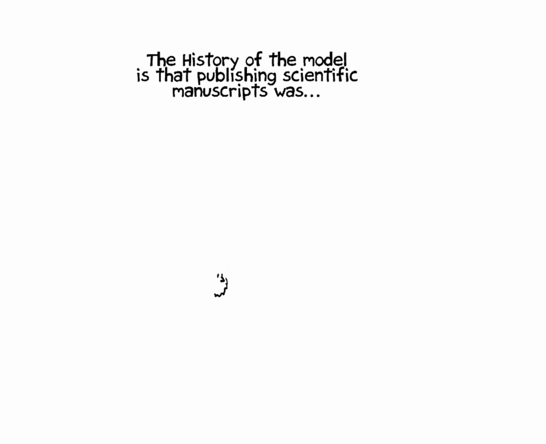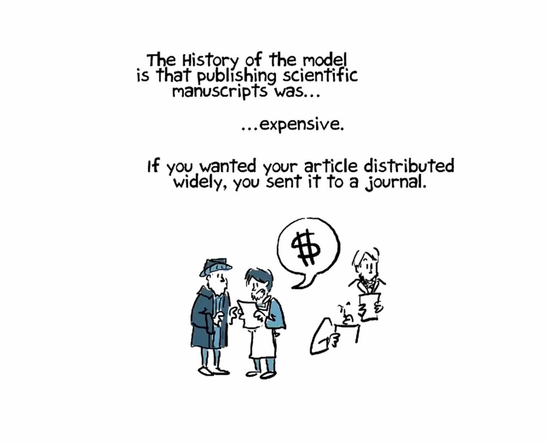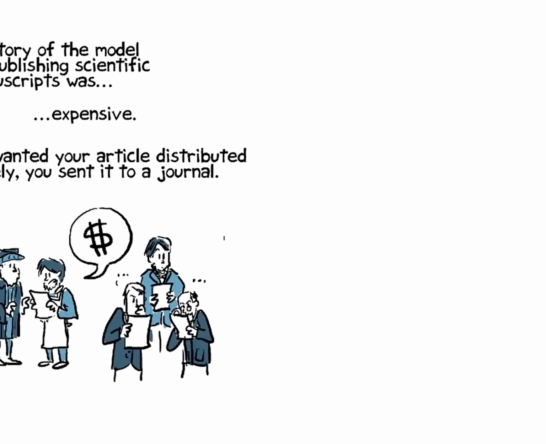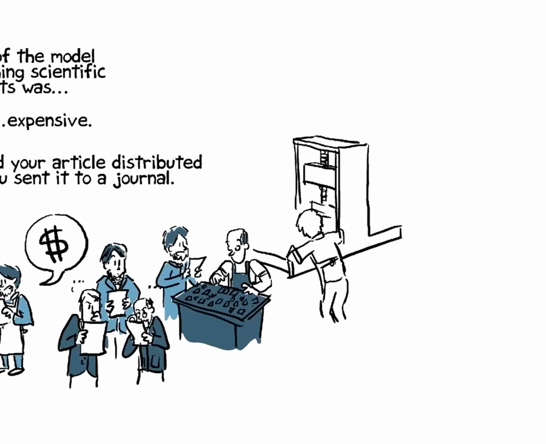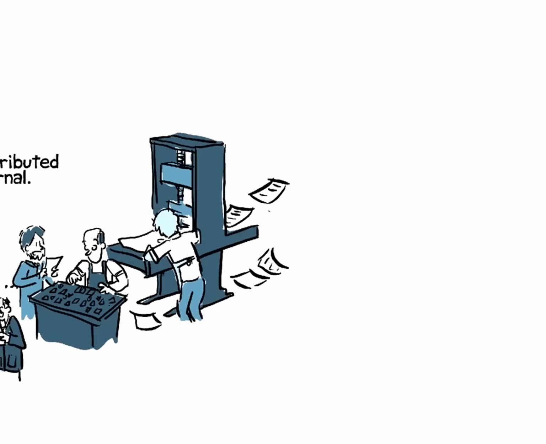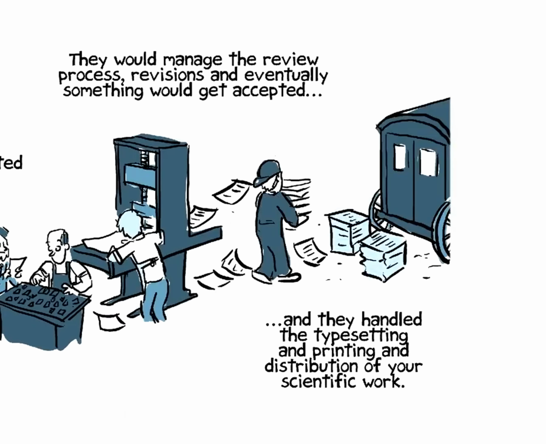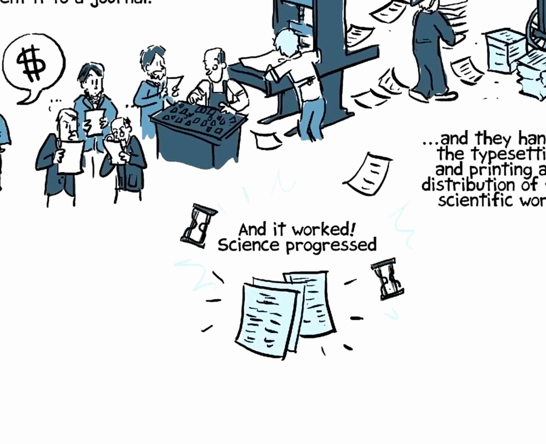The history of the model is really publishing scientific manuscripts, especially ones with complex, detailed color figures, was expensive. And so if you wanted your article distributed broadly and widely, you sent it to one of these journals, and then they would manage the review process and the communications with reviewers and revisions, and eventually something would be accepted, and they handled the typesetting and the printing and the distribution of your scientific work. And it worked. It worked great. Science progressed pretty well, and it became a good way to distribute scientific papers.